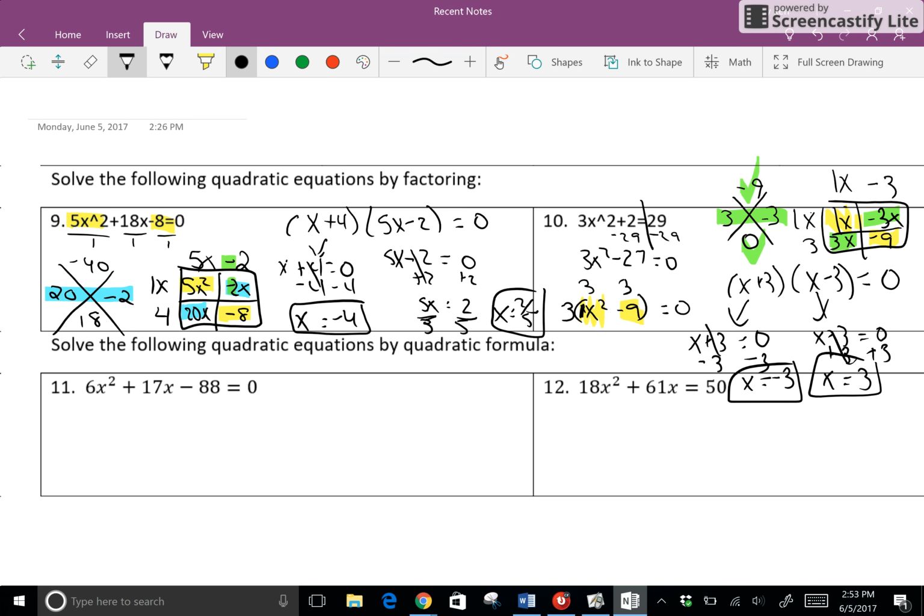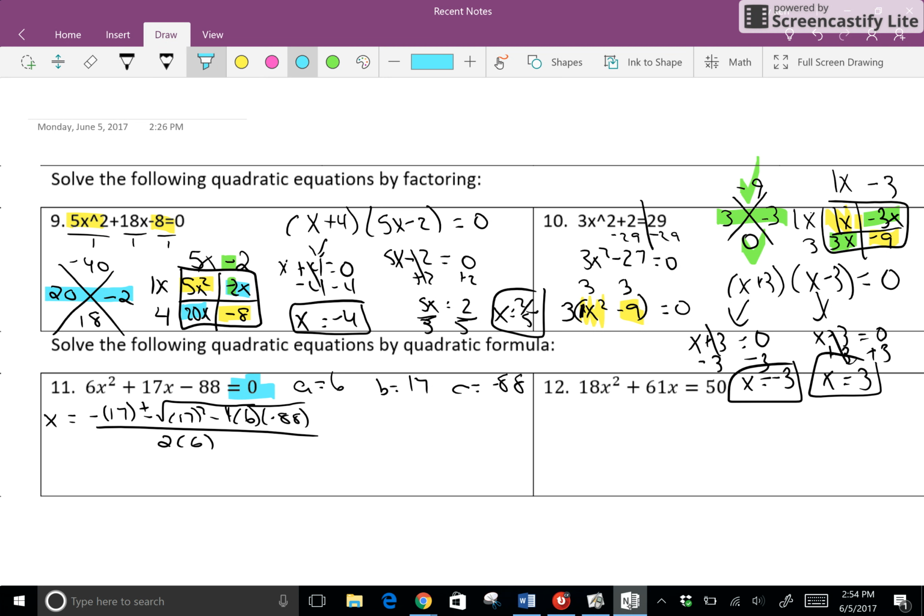Now, quadratic formula, you got to be very careful. Once again, just like the first problems, it needs to be equal to 0. If not, you're going to have to make it equal to 0. Label your A, your B, and your C, and plug them in. So x equals the opposite of b plus minus square root b squared minus 4 times 6 times negative 88 all over 2 times 6.